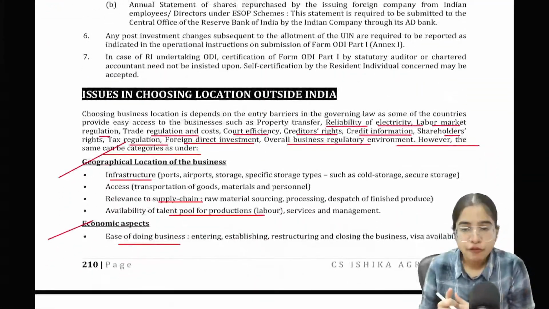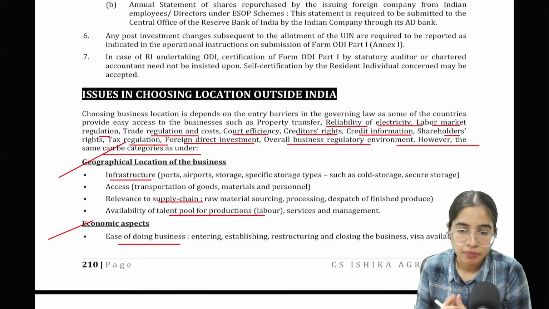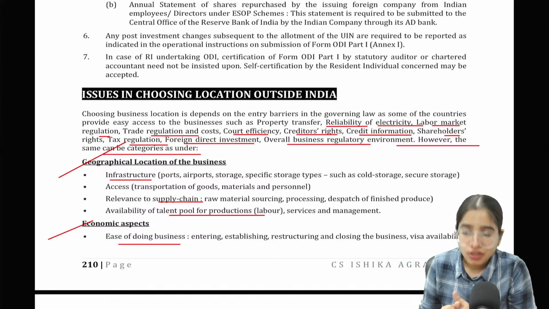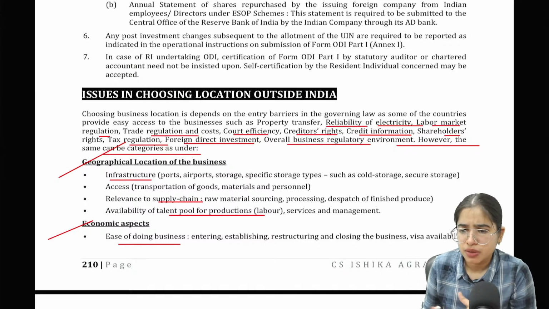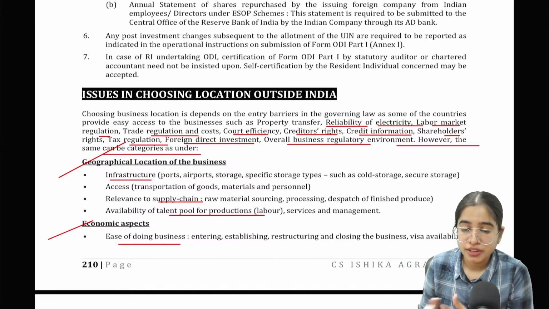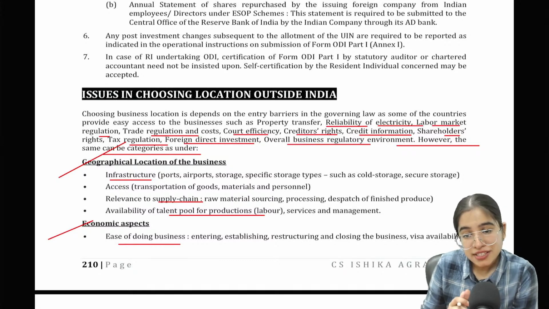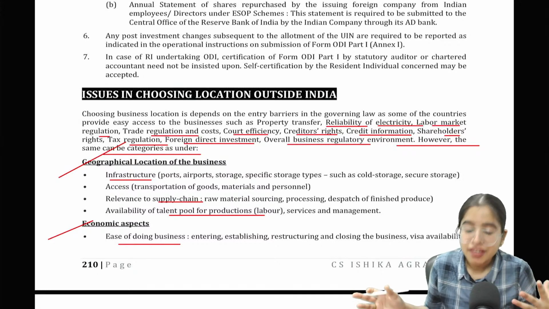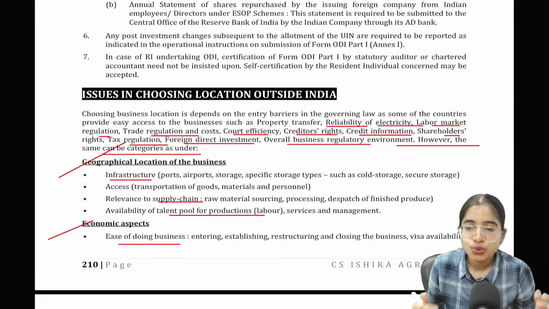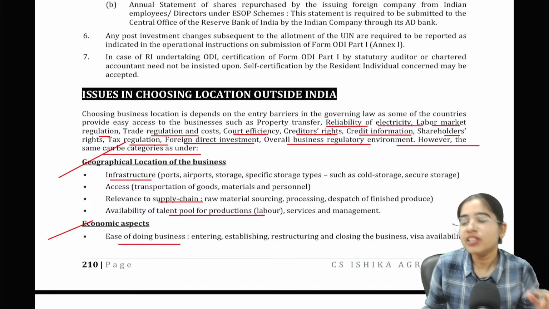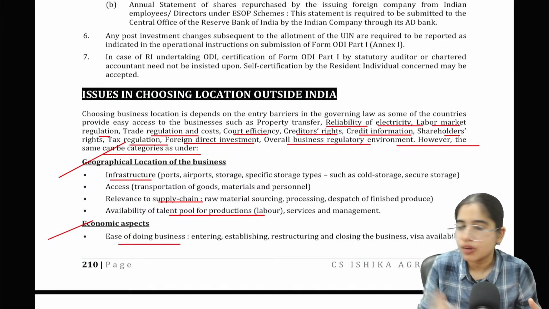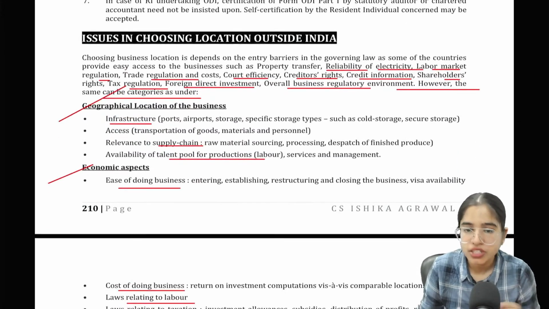Next is, if you want to choose a location outside India, that okay, I want to make investment outside India, but in which country to make investment? Australia, England, UK. England, UK is basically the same. US, Spain, Germany. Which country? There are certain issues in choosing a location outside India. So what are the factors which you will consider while choosing the location outside India?